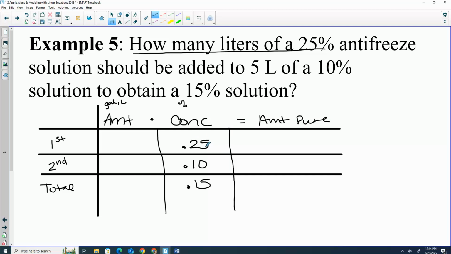Okay. It says how many liters of the 25%. So here's my 25%. I said how many, so I don't know it, so I call that X. Should be added to 5 liters of a 10%. So the amount of my 10%. So what's my total?